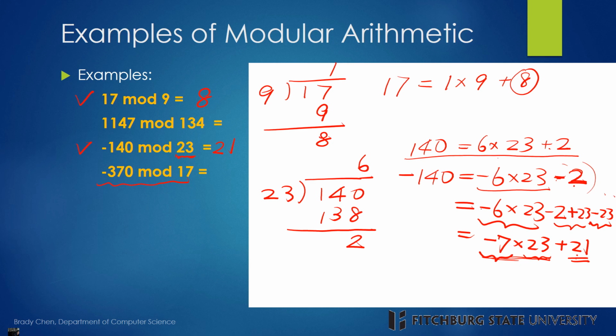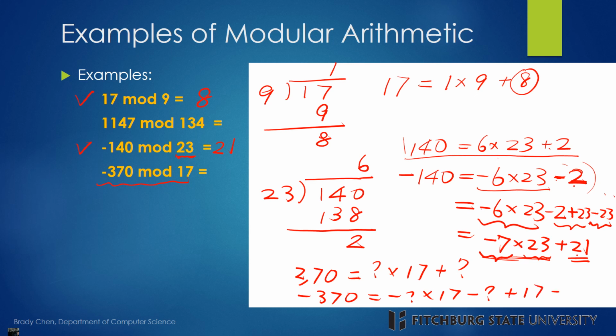We can do the same thing with the last one. We first create this relationship. What is 370 divided by 17? So it's 17 times a quotient plus the remainder, which is positive. Then we put the negative, and we add 17 and subtract 17, combine the minus 17 with the first term, and then the remainder becomes a positive number. So I leave that for you.